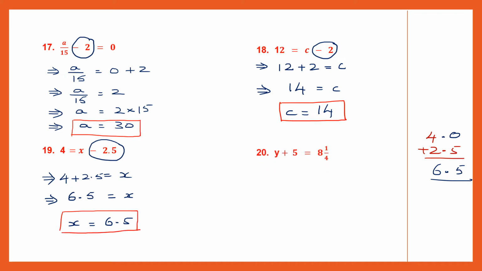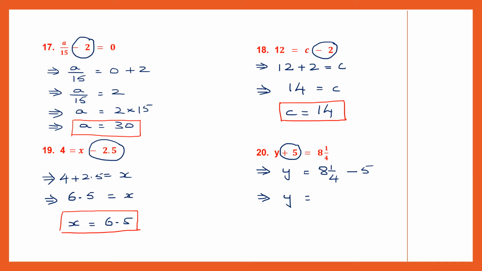Question 20. Y plus 5 equals 8 1 by 4. So let's solve for y. So y will be 8 1 by 4 minus 5. We have transposed plus 5, so it's become minus 5. So to find the value of y, we need to do this subtraction. So let's do that. 8 1 by 4 minus 5.